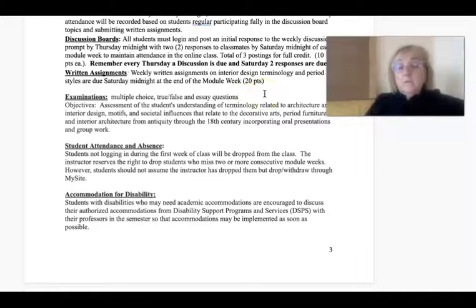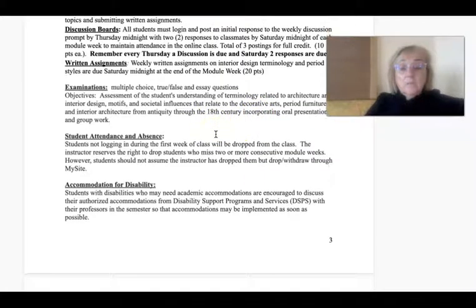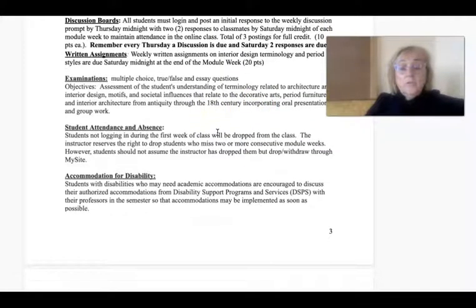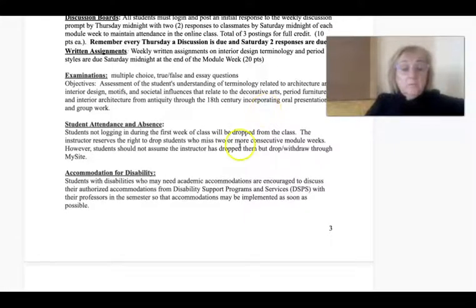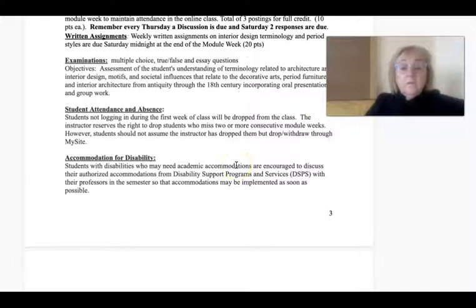The written assignments are basically term definitions, which are in the text or in the pages of the Canvas module or in PowerPoint presentations. If you do the weekly written assignments, it prepares you, because the terms that will be on those assignments will be in the exams. Exams are usually multiple choice, true or false, and short essay questions. And they're based on the terms that you did in the written assignments each week. Once again, student attendance is based on your participation in the class.